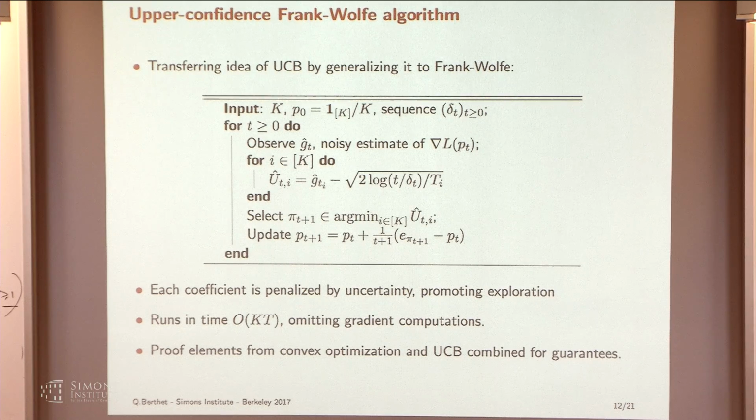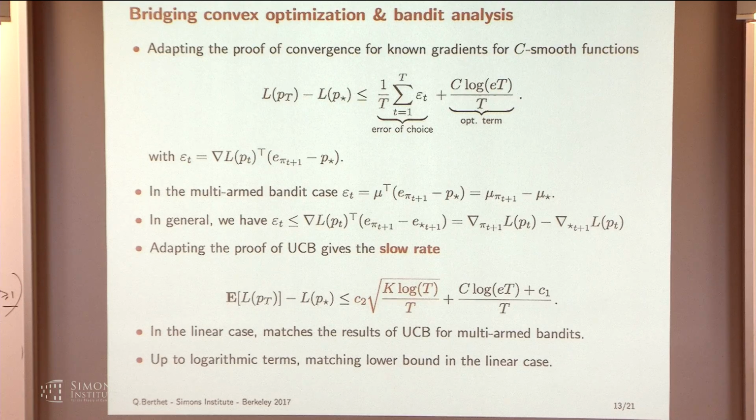If we omit gradient computations, this is very simple. At every round, we just need to update our vector, compute new confidence intervals, and then just take the lowest of these coefficients. And then the update is just happening naturally. And so the proof elements for this link elements from convex optimization and some elements of the proof for UCB. Okay, so I'm just going to go quickly over this.